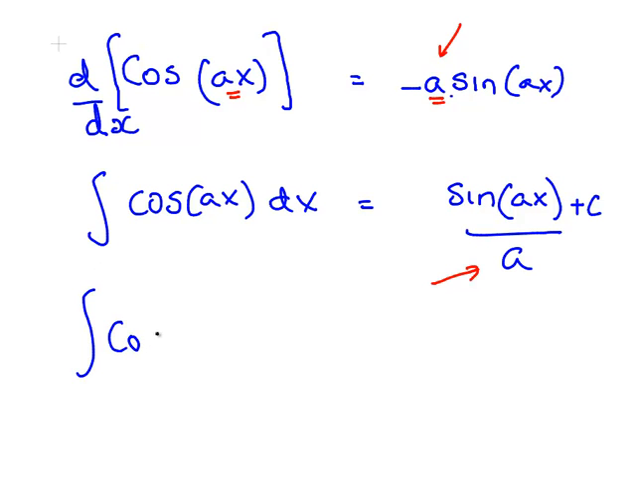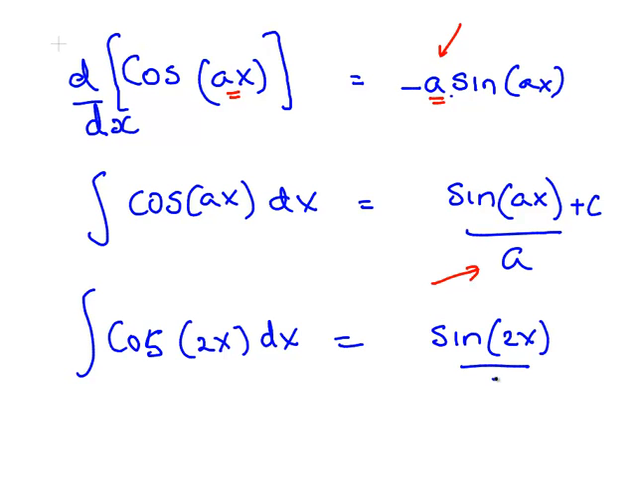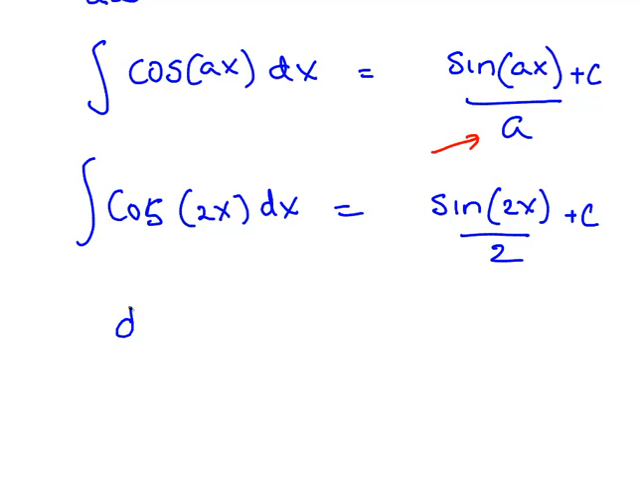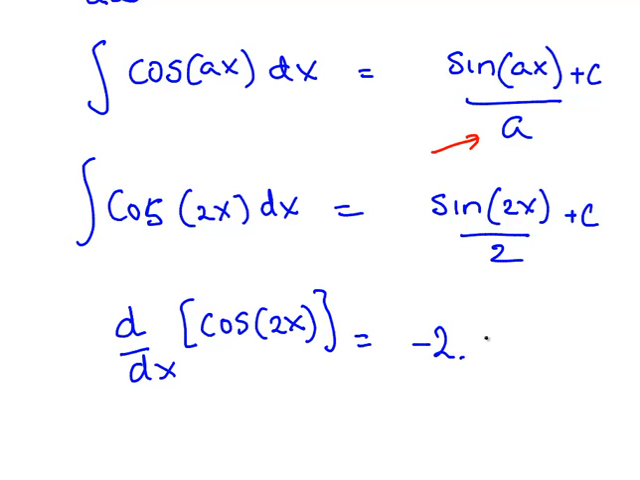The integral of cos of 2x dx is equal to sine 2x over 2 plus c. Actually, I'll just continue that. The derivative of cos of 2x equals minus 2 times sine of 2x.